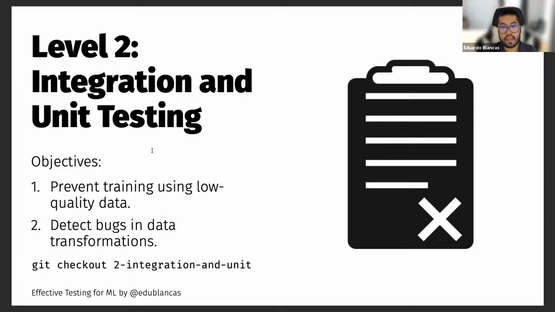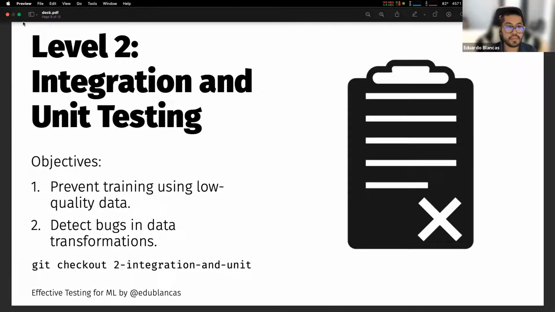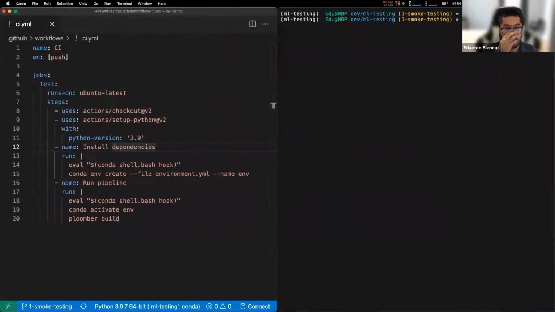So at this point, we start to think about the quality of the data, of what goes into our training pipeline, but also how can we make sure that the transformations that we apply to our data are implemented correctly. So this second level has two objectives. The first one is prevent low quality data from entering our training pipeline. And the second one is that we want to detect issues with our data transformations. And our data transformations can be something like a group by, and maybe we are doing some other small tweaks to the data, and we want to make sure that those are implemented correctly. So now let me show you how this looks like in practice.